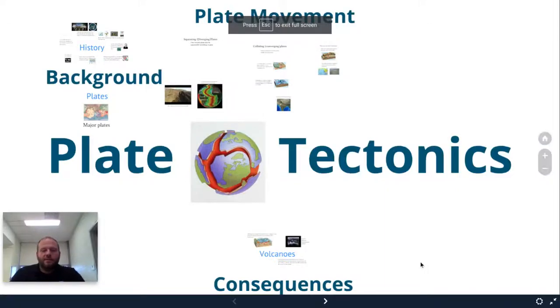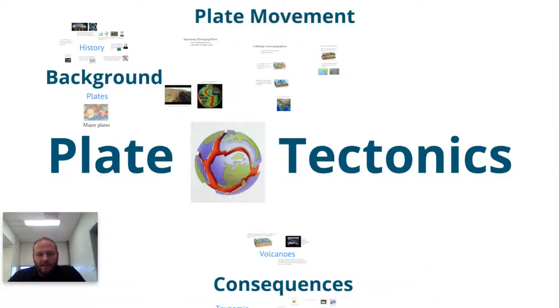Okay, so today we're going to discuss plate tectonics, and we're going to sum up everything that we've learned so far. Today we're looking at the history, and then the next time we meet, we're going to be looking at more of the types of boundaries there are.